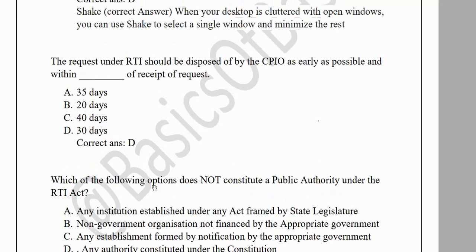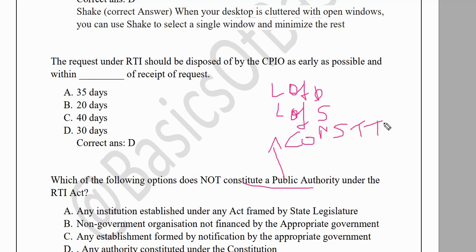Which of the following options does not constitute a public authority under RTI Act? See, the public authority under RTI Act is nothing but that which is formed by a law of parliament, law of state legislature, or constitutional body, or any other body which is substantially financed by government.